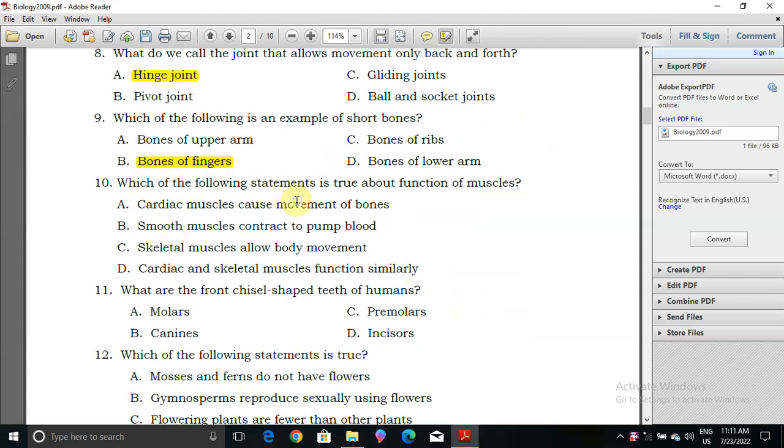Now question number 10. Which of the following statements is true about the function of muscles? Here we have: cardiac muscles cause movement of bones, smooth muscles contract to pump blood, or skeletal muscles allow body movement, or cardiac and skeletal muscles function similarly. Here the discussion is about what is true about the function of muscles. So that means skeletal muscles allow body movement. This one is true about the functions of muscles.